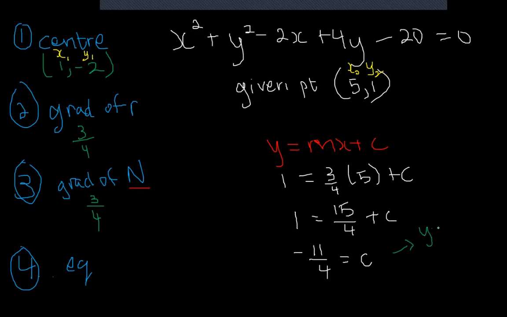So y is equal to m. We know that m is 3/4. The gradient of the normal is 3/4. So I put back down x. And we know that c is minus 11 on 4. So I put minus 11 on 4. Everybody good with that? Yes, miss. Okay.